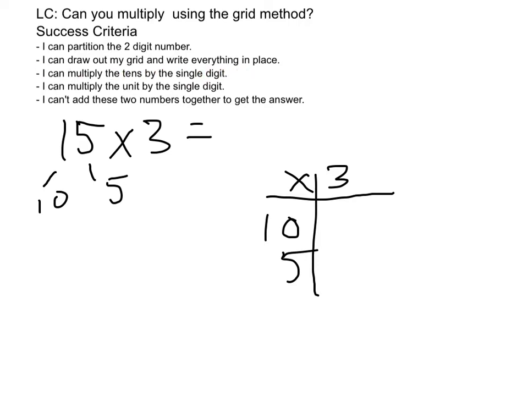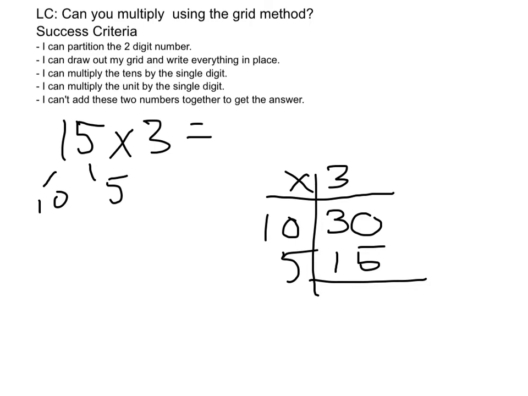Right, now we can start to actually multiply, and we're going to do our tens by the single digit. So we're going to do 10 times 3, and I know that 10 times 3 is 30. We're then going to multiply the 3 by the 5, and I know that that is 15. So I've ended up with 30 and I've ended up with 15.